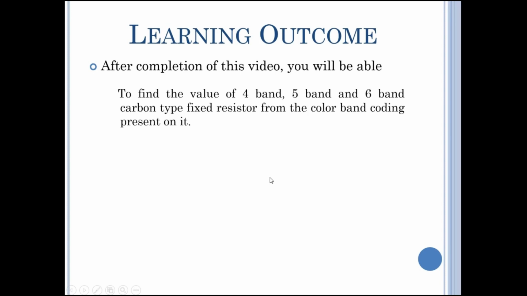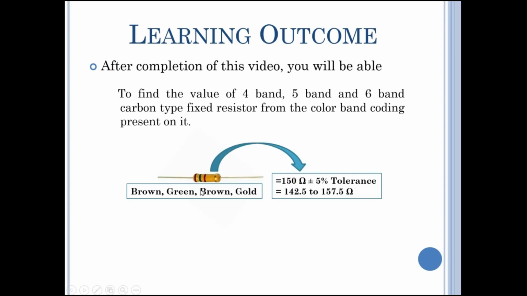Learning outcome. After completion of this video, you will be able to find the value of 4-band, 5-band and 6-band carbon type fixed resistors from their color coding. That is, the color bands are given on a resistor and you will be able to find the value along with the tolerance.